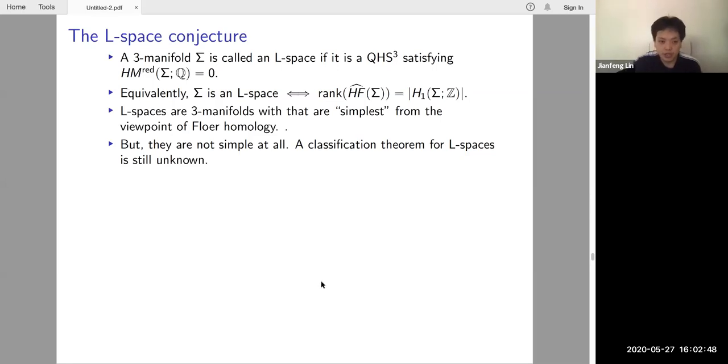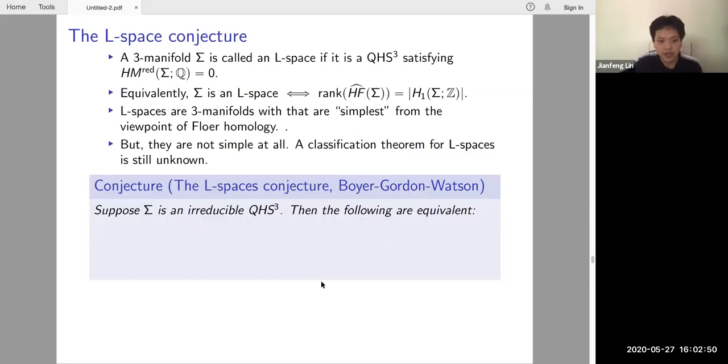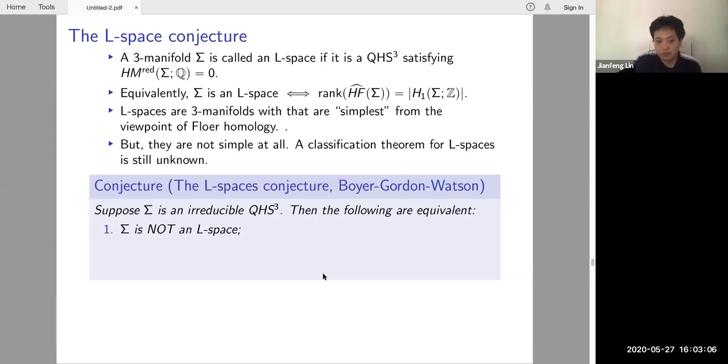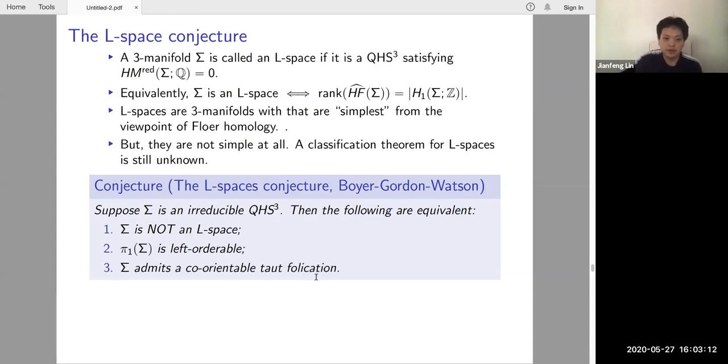In this direction, there is this famous L-space conjecture by Boyer, Gordon, and Watson. It states the following: suppose Σ is an irreducible rational homology three-sphere, then the following three conditions are equivalent. First, Σ is not an L-space. Second, the fundamental group is not left-orderable. And third, Σ admits a co-orientable taut foliation.